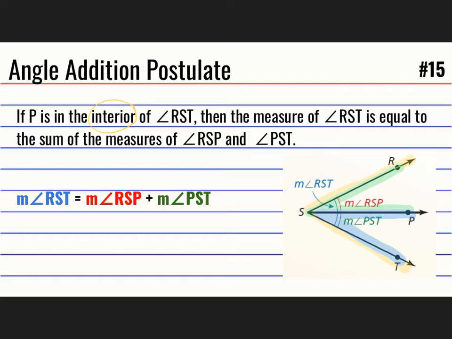And I probably should have used the same colors that are over here. So let me go back and do that so that there's no confusion, because I want to make sure that you understand. So we have angle RST, which is the whole thing, and it's going to be equal to RSP plus PST. So there you go, to make sure that you can see that. All right, so now let's look at some examples.